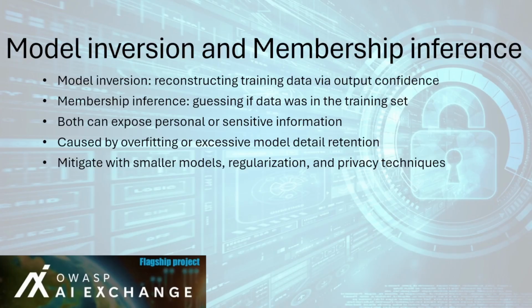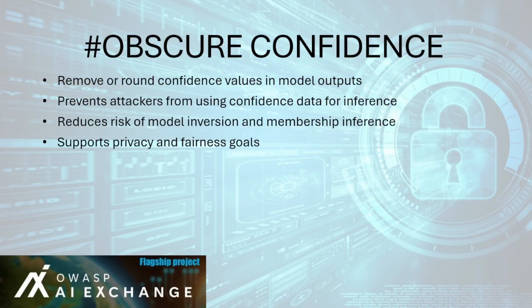Controls for model inversion and membership inference include the following: general controls, especially sensitive data limitation, controls for threats through use, and the following controls, each marked with a hash and a short name in capitals. Hash OBSCURE CONFIDENCE. This control minimizes the exposure of model confidence scores, which can be exploited to reverse engineer training data or determine if specific inputs were used in training.